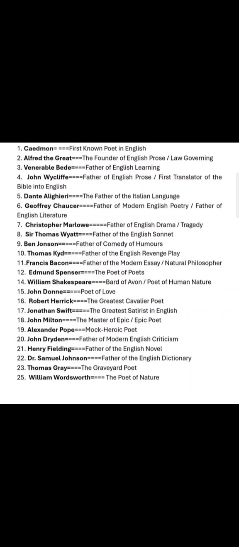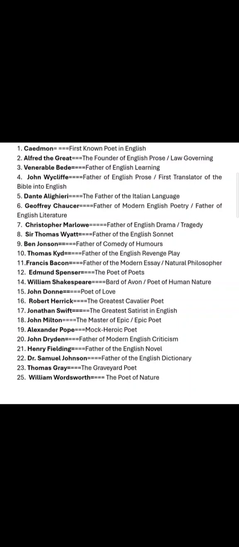Bede, or Venerable Bede, is known as the father of English learning. John Wycliffe, for the important questions in English literature often being asked in the examinations. That is the father of English prose. Second, he is the first person who is linked with the translation of the Bible into English. It is in this context that he was expelled from the university regarding the formation of the Lollard movement. That is another topic. But John Wycliffe was related with the Lollard movement, and one of the chief agendas of that very movement was that the Bible should be available to all the common people, so the church doesn't exercise full control on the socio-political landscape of England.